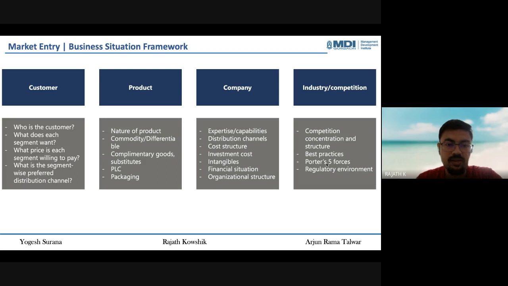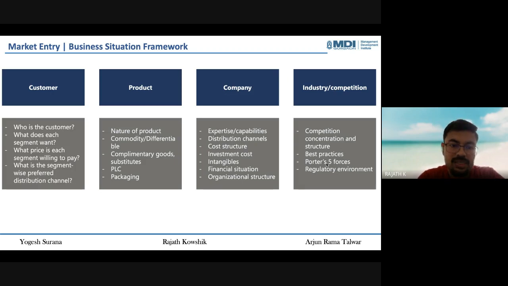Second, of course, is critical, which is the product. The order in which you really approach this is usually the product comes first, and then the company. You understand the product better, then you find the company. You understand the company better, then you understand the customer well, and finally you go into the macros, right? Which is the industry or the competition.